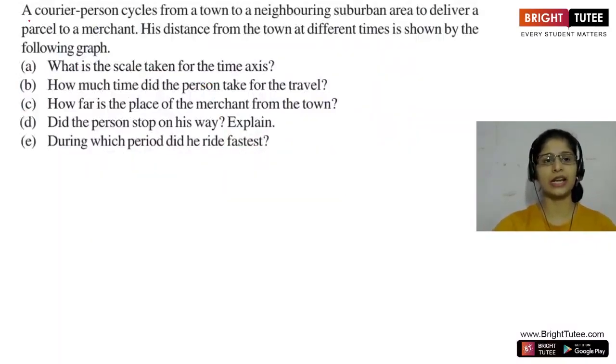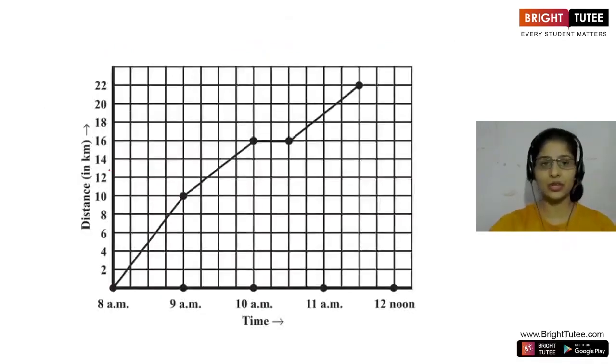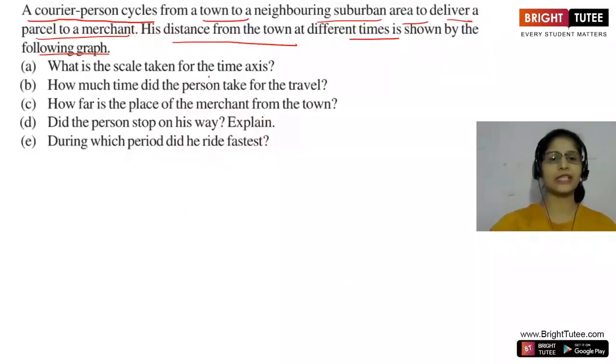Again, there is a question they are asking. A courier person cycles from a town to a neighboring suburban area to deliver a parcel to a merchant. His distance from the town at different times is shown by the following graph. Here is the graph shown. At 8 a.m. he started, at 9 a.m. he covered 10 kilometers, and from 9 to 10 he was at 16 kilometers distance covered, like this. So we have to answer these questions.